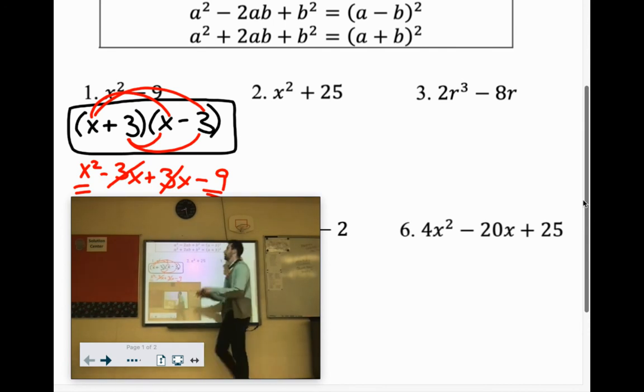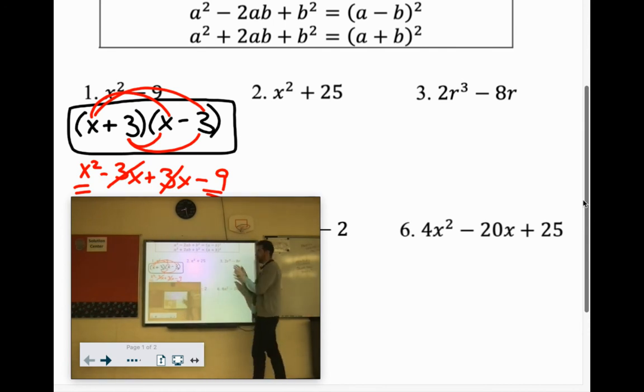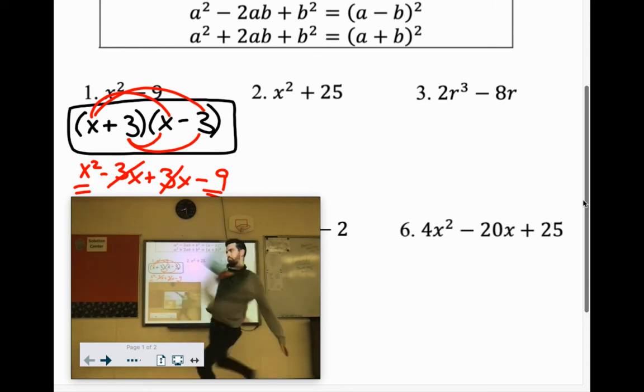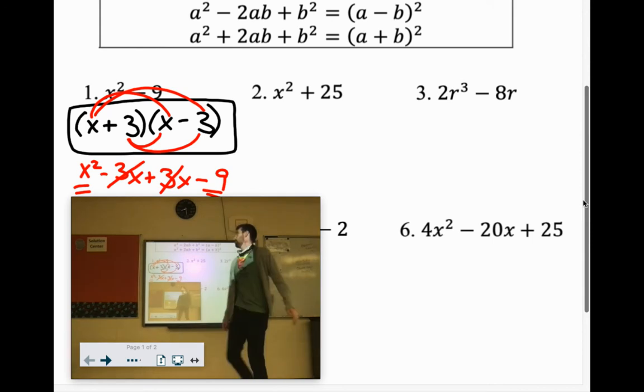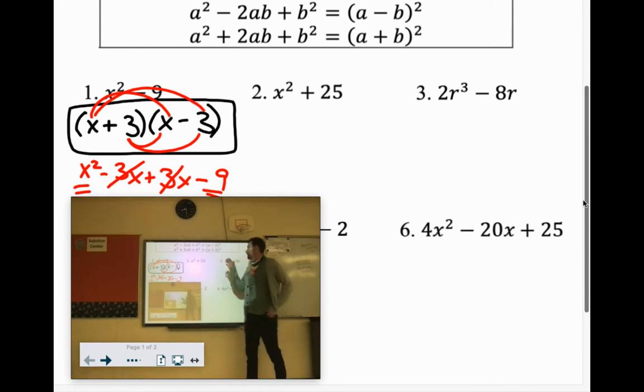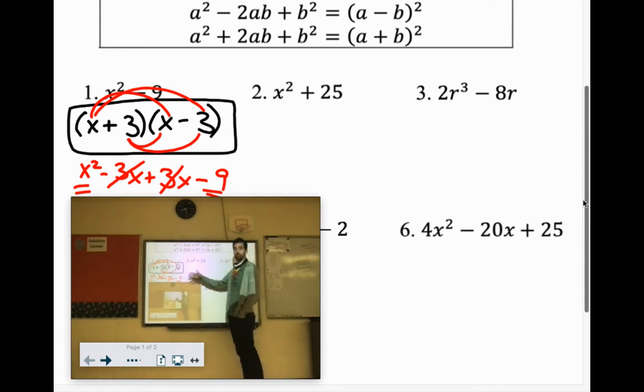Now, it has to be the difference of squares. Number 2, I'm trying to throw a curveball at you right away. But you're too smart for that. It's difference of squares. There's no such thing as the sum of squares. So you can't make this x plus 5 times x minus 5. It doesn't work. So this one is not factorable.